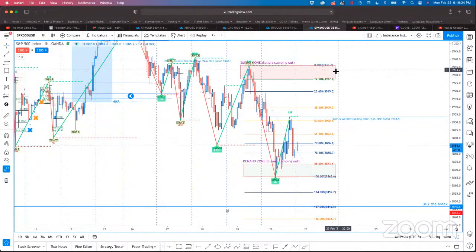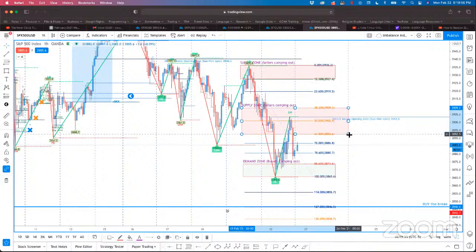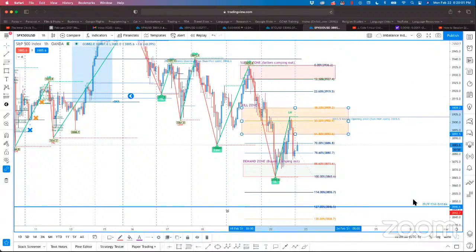Because I'm in a downtrend, the supply is between 0 and 12.5, and the demand is between 88.6 and 100. This is where buyers are sitting, and this is where sellers are sitting. Once you see the impulse to the downside, this supply shifts down to this demand zone, I mean, to the kill zone. So the kill zone, 38 to 61, is the supply zone for the next level.